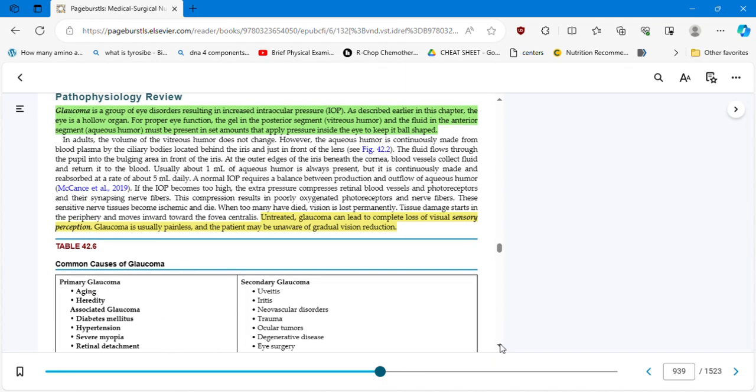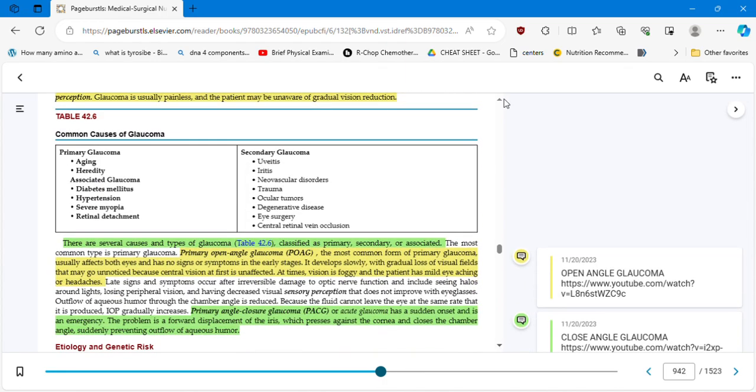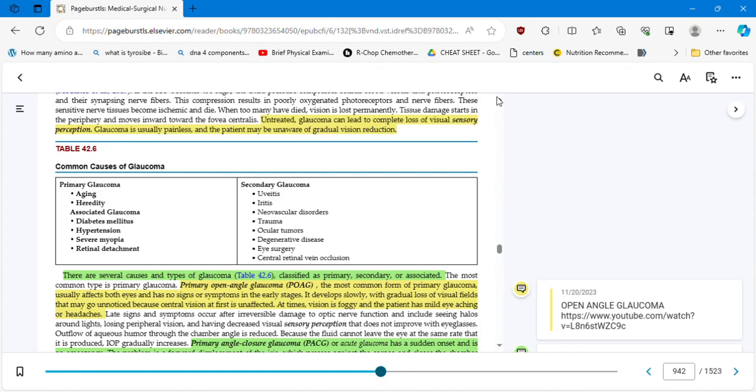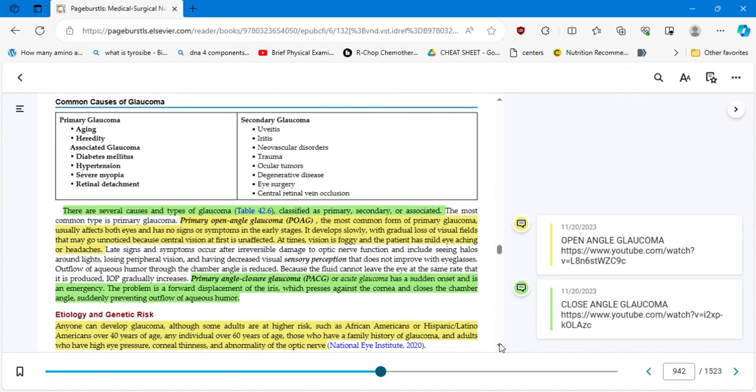Okay. Untreated glaucoma can lead to complete loss of visual sensory perception. Glaucoma is usually painless, and the patient may be unaware of gradual vision reduction. Okay, very good. Common causes of glaucoma.